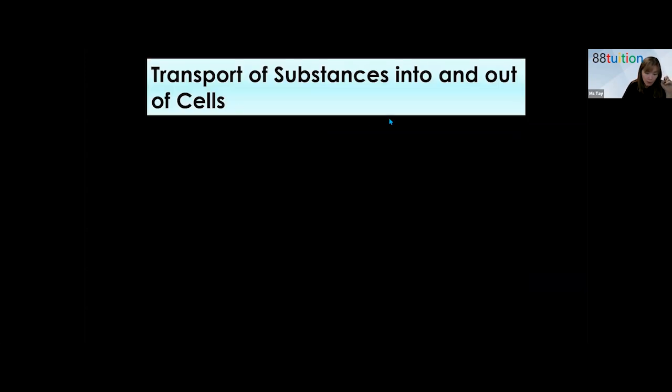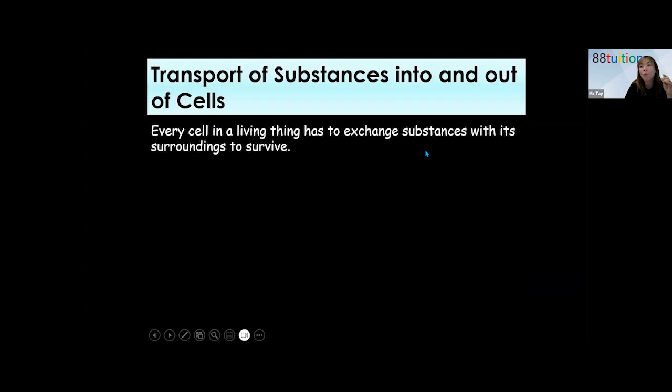Now, transport of substances into and out of cells. One thing you possibly recall as well, you learned in Sec 1, in chapter 6, model of cells, the basic unit of life. So in that particular chapter in Sec 1, you did also talk about transportation of substances into and out of cells, right?